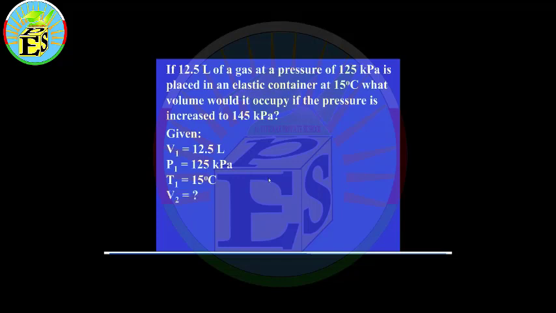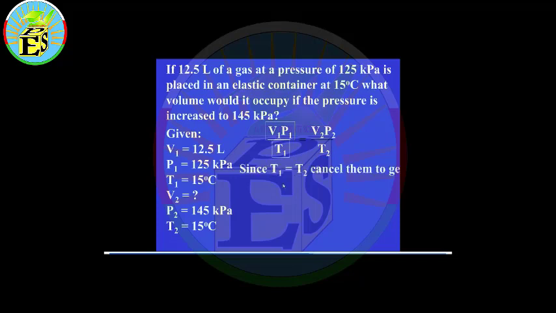After that, I don't know the volume, but I know the pressure and temperature. The pressure changed from 125 to 145. The temperature didn't change, so I can cancel temperature from both sides of the relation. V1 P1 over T1 equals V2 P2 over T2, so I can cancel T1 and T2 because they are equal. So V1 P1 equals V2 P2.